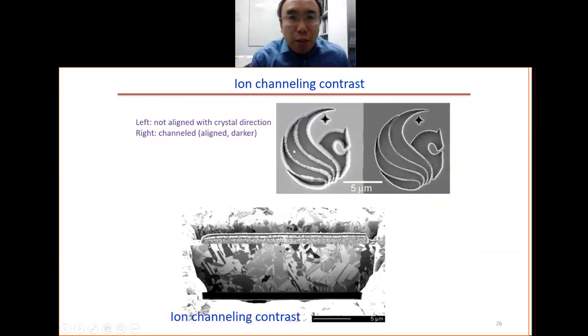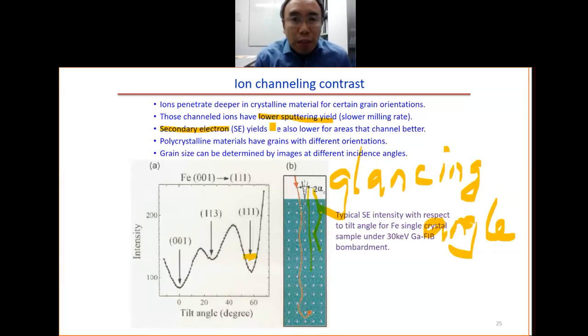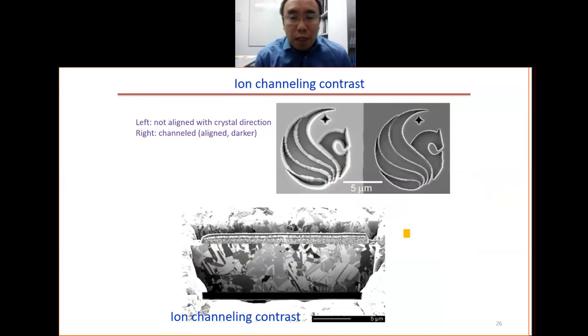So here's the result for the imaging purpose. You can see here, on the right side it's dark, on the left side it's bright. Then you know this one has the channeling effect. It's aligned with the channeling. This one has no channeling, as we see here. With channeling, you get lower sputtering yield and also lower yield of the secondary electrons. So the image becomes darker.